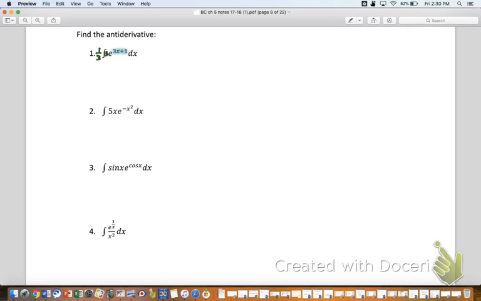So the 3 just anti-differentiates back to the inside. The 1/3 doesn't go anywhere. The antiderivative of e to the u du is just e to the u. And listen, if you have any doubts as to whether this is the correct antiderivative, what would you do to check?